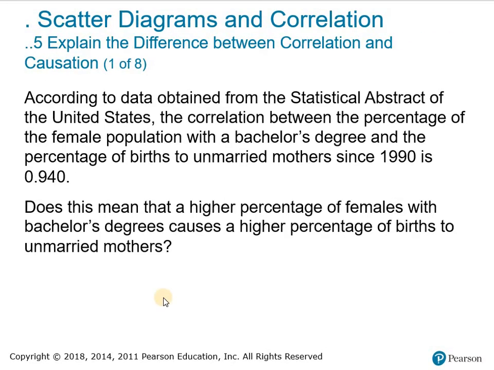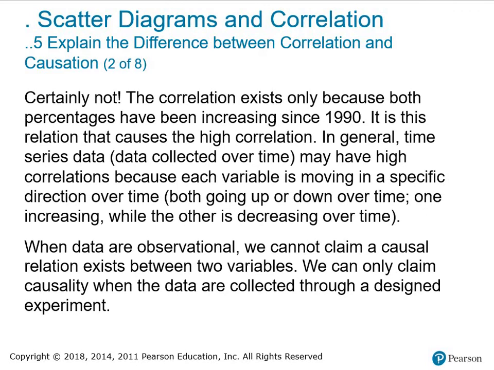According to data obtained from Statistical Abstract of the United States, the correlation between the percentage of the female population with a bachelor's degree and the percentage of births to unmarried mothers since 1990 is 0.94. Does this mean that a higher percentage of females with a bachelor's degree causes a higher percentage of births to unmarried mothers? Certainly not. The correlation exists only because percentages have been increasing since the 1990s.